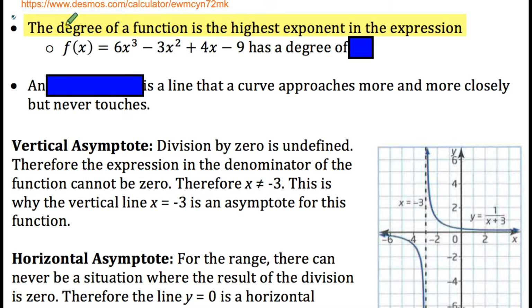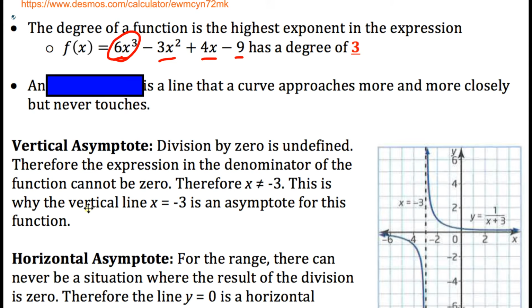Okay, almost done reviewing before we get into the new stuff. The degree of a function is the highest exponent in the expression. This is what we call a polynomial function, and we'll talk about the definition of those in just a second. You would have learned in grade 9 that this function is a degree 3 function. How do we know that? Well, this term is degree 3, this term is degree 2, this term is degree 1, that term is degree 0. The degree of the function is equal to the highest degree term in the function. This is the highest degree term, it's degree 3. So the function itself is degree 3.